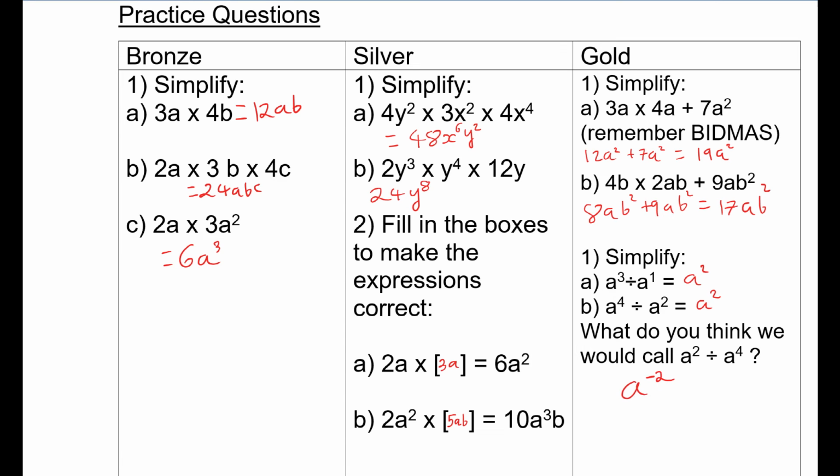If you manage to get to the gold questions, remember a cubed divided by a to the 1 is going to be a to the 3 take away 1, which is a squared. So you might remember from our work on indices that a squared divided by a to the 4 would be a to the minus 2.